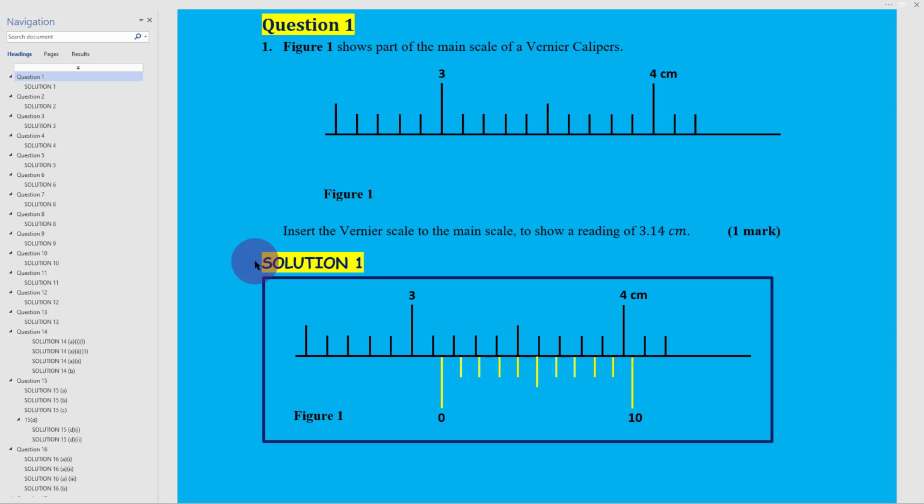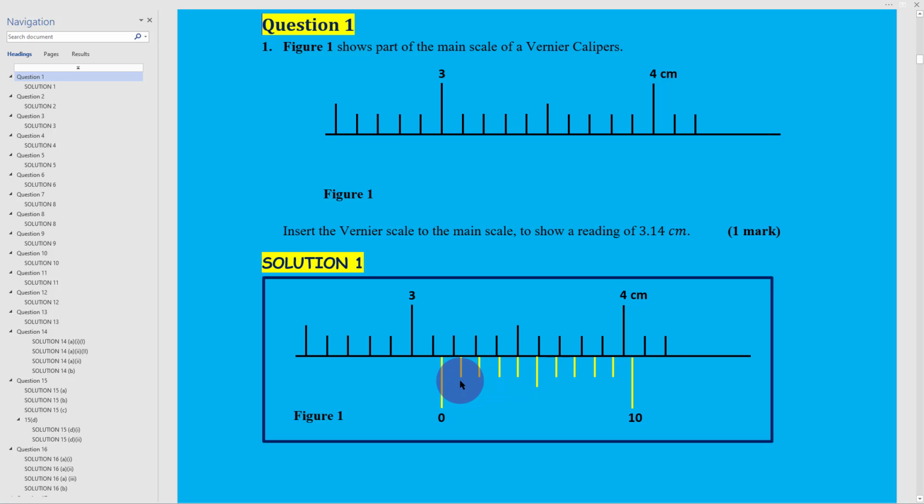And by the way, should you want to see the solution to the question, you just need to click over here and it gives you the solution. So this is 3.1. So the 0 mark on the vernier scale lies between 3.1 and 3.2. And then the coinciding division will be the fourth one.